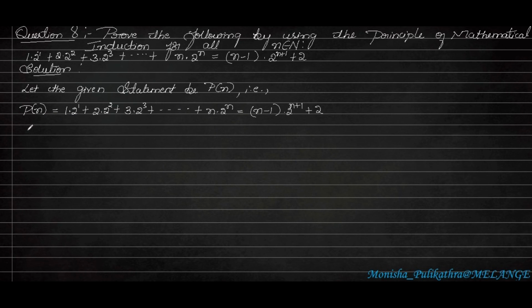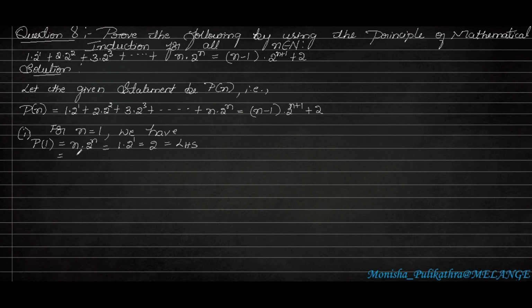In the next step, we have to take n is equal to 1. Each and every n in the question, we have to substitute with 1, so P of 1. Here in this series, I will directly take the last term, that is n into 2 to the power of n. So we put 1 in the place of n: 1 into 2 to the power of 1, so it will become 2. So this 2 is the LHS.